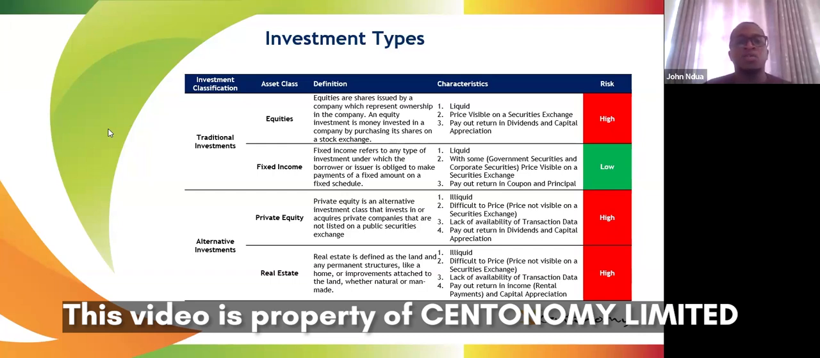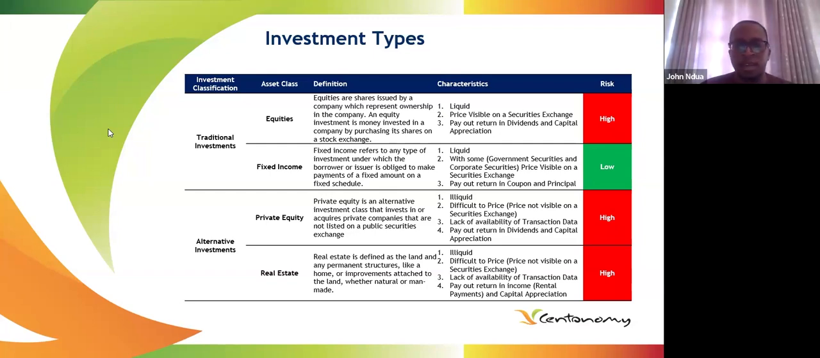Fixed income investors are supposed to be paid regardless of the performance of the company. They are supposed to be paid. It's a contract that says I'm supposed to be paid this amount on this particular fixed schedule. And because of that, the risk involved with fixed income is usually lower. In general, if you include the government, it's even much, much lower.